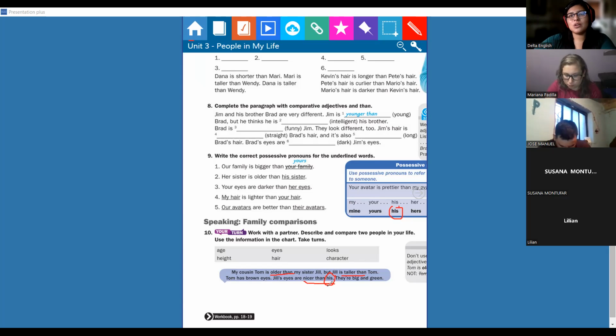Por eso yo uso his. ¿Qué hice aquí? No dije Jill's eyes are nicer than Tom's eyes. Dije Jill's eyes are nicer than his. Y me ahorré palabras al usar ese pronombre posesivo. Is that clear? Do we understand the exercise? ¿Todos entendemos el ejercicio, chicos?